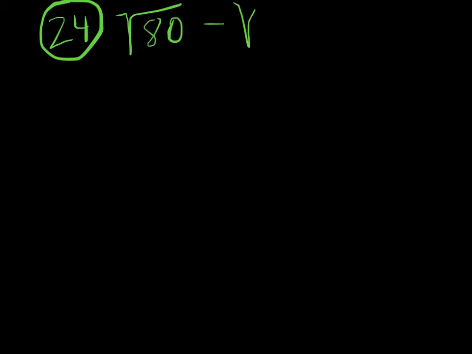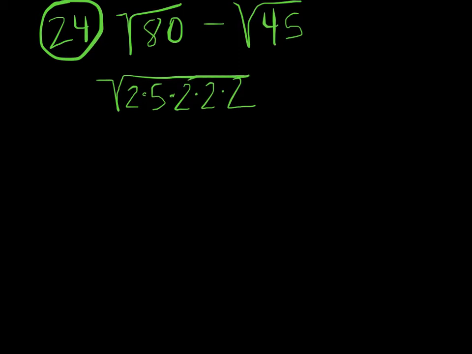Okay, let's take a look at number 24. So this time I've got the square root of 80 minus the square root of 45. So again, those are not like terms because they don't have the same number under the radical. So I'm going to have to factor each one of those. Now 80 factors down to 2 times 5 times 2 times 2 times 2. And then 45 factors to 5 times 3 times 3.